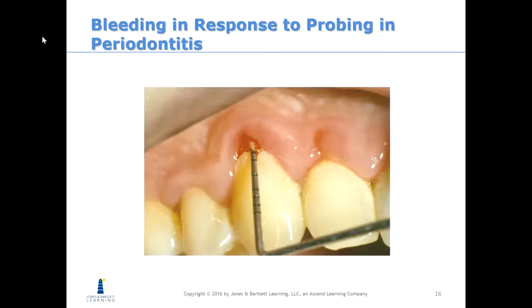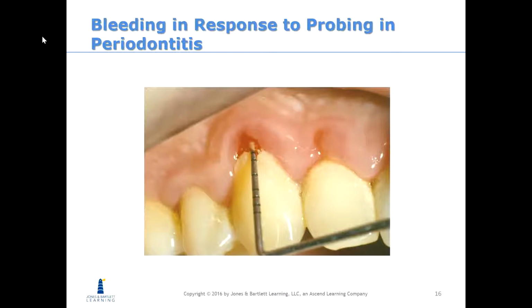Now, bleeding in response to probing. So what we're seeing here is obviously the probe is going in. I like this picture a lot because if you look at where the blood is, I kind of feel like I see some pus coming out of there. Now, I see that all around the cervical portion of the tooth, there is some biofilm, right? We see some white plaque developing there.